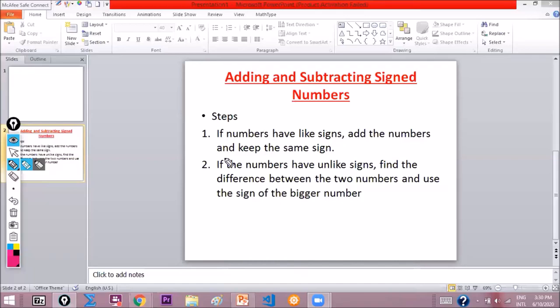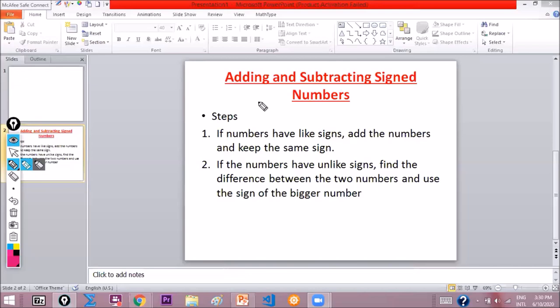Alright, so today I'm going to be talking about, in algebra, what we know as adding and subtracting signed numbers. Okay, so let's say you have something like this.